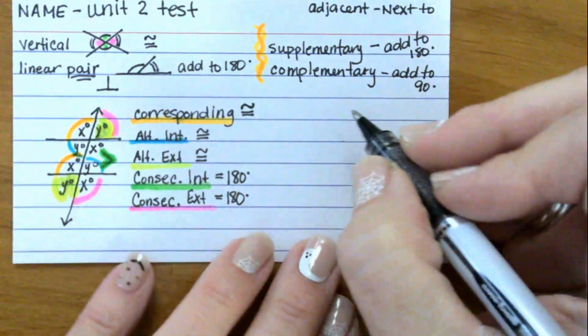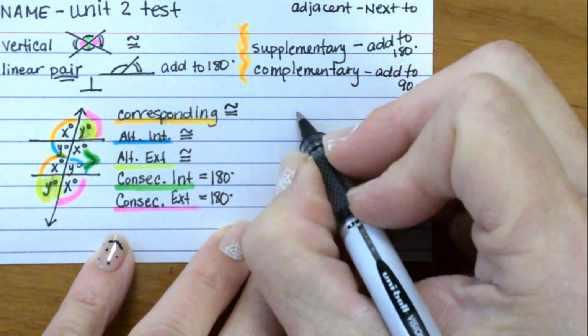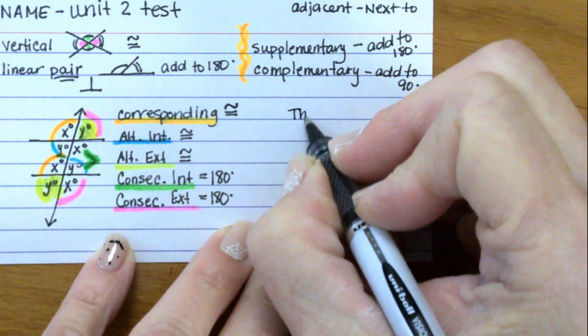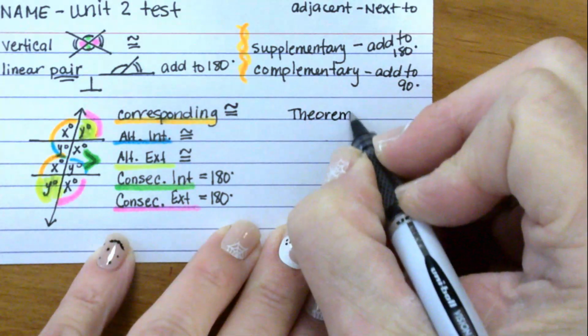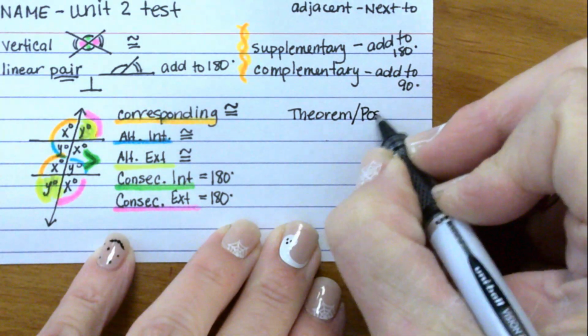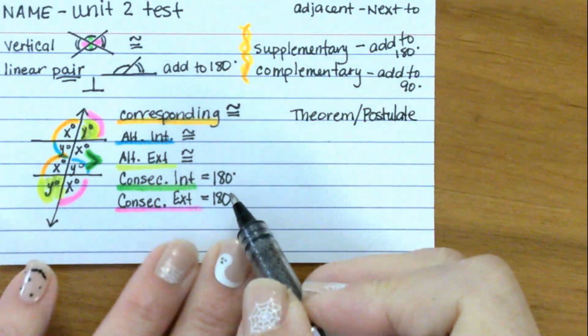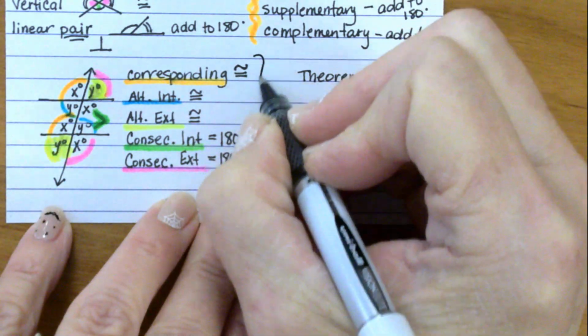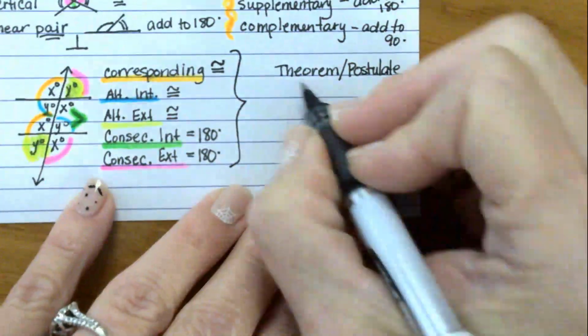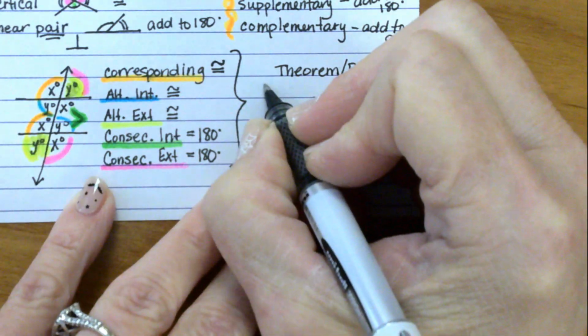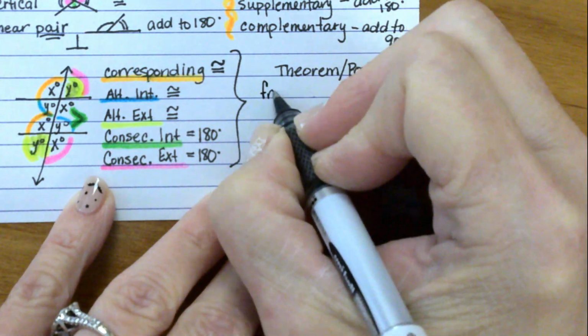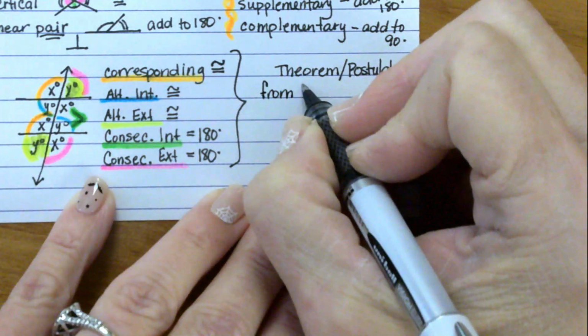I would say the theorem / postulate, which is what these come from, okay, is when you go from, when you're given parallel lines, maybe that's a better word.